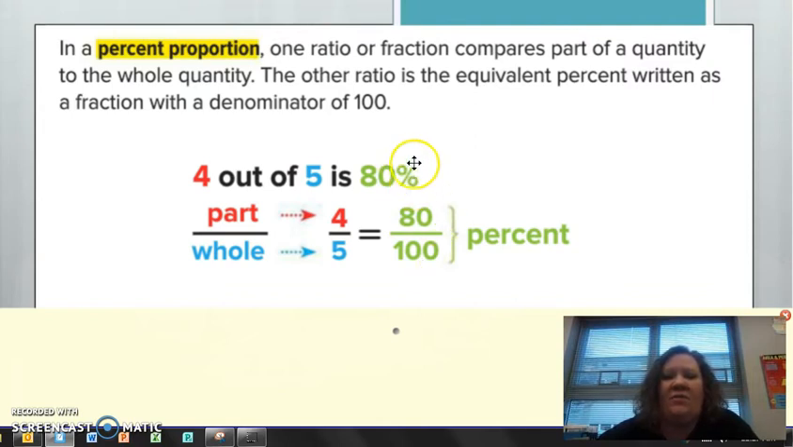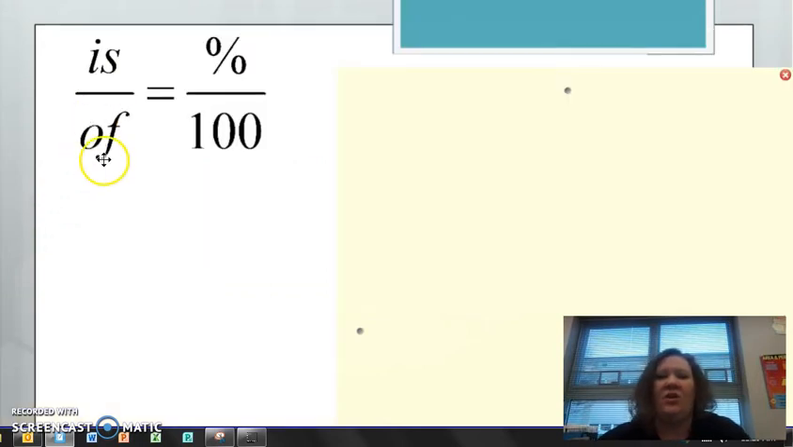In order to get rid of that percent sign, you write it as a fraction over 100. 4 out of 5, whatever it is out of, that is your whole, and the part is whatever's being compared with that. Now, there is another trick to help you with these problems, and that is to use what is called the is over of equals percent over 100. It's still part over whole. Is represents the part, of represents the whole, and notice percent is always over 100.